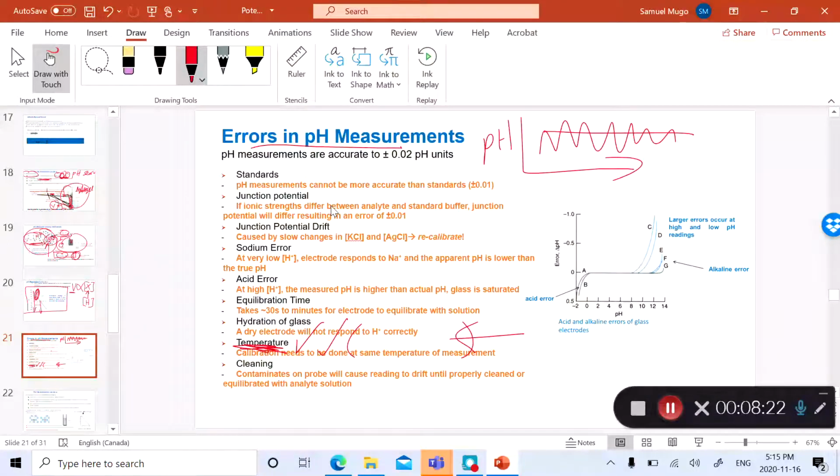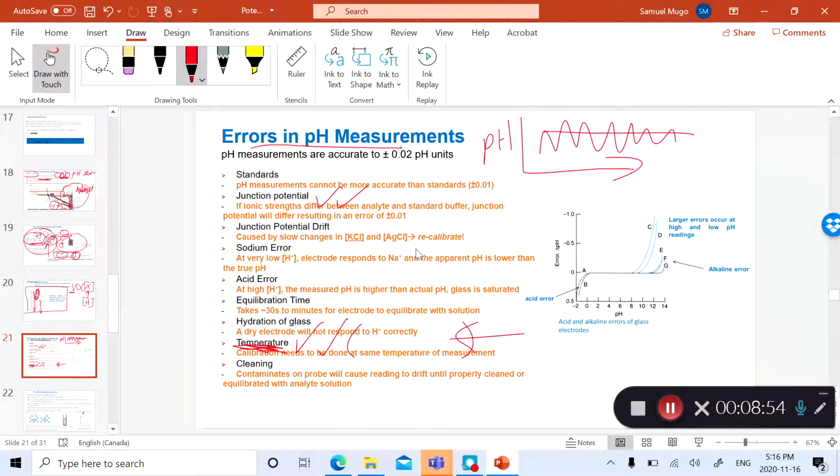Now, one other error that I've already talked about is the junction potential, an error that results from the use of the salt bridge. Like I said before, it is because of different mobilities of the electrolytes inside the salt bridge, giving you this junction voltage or junction potential. So it's always an error, and I already described before how you can attempt to minimize it.